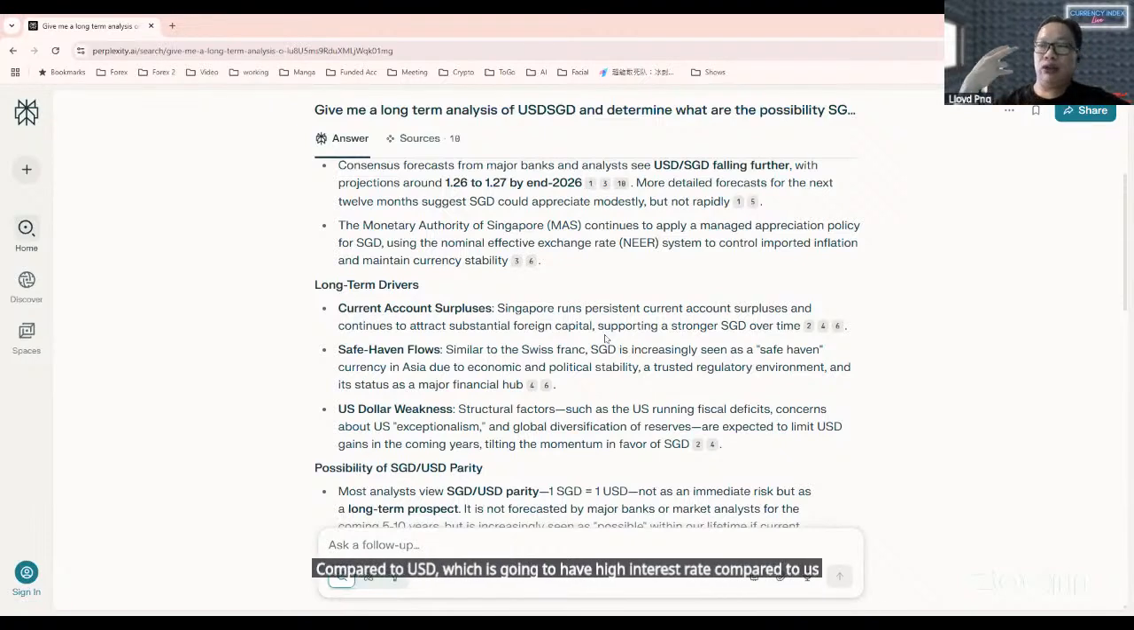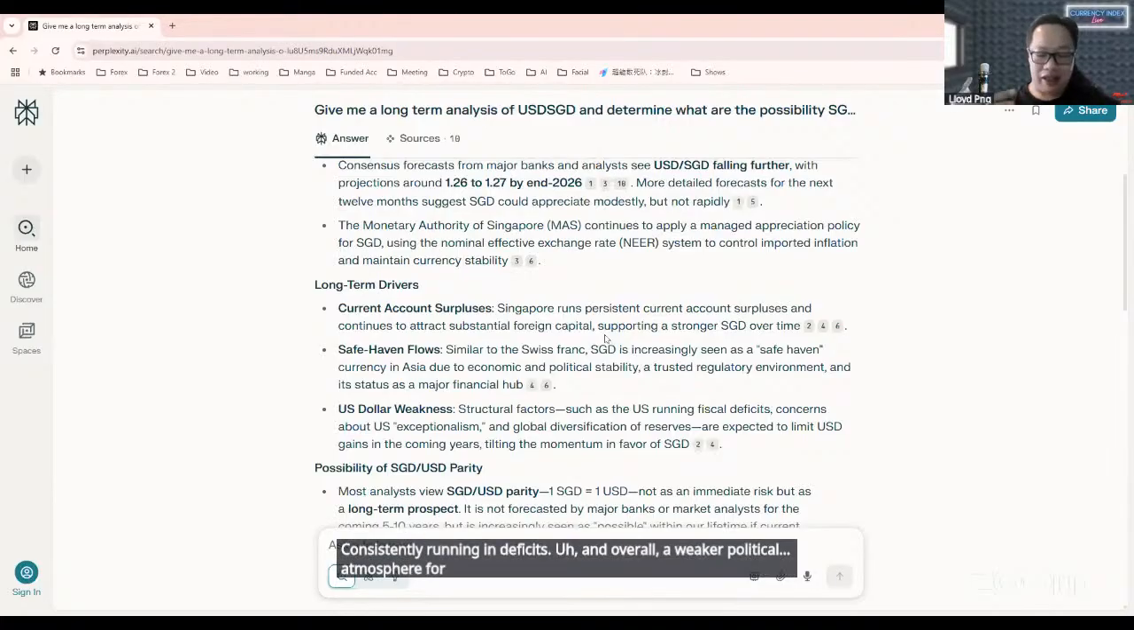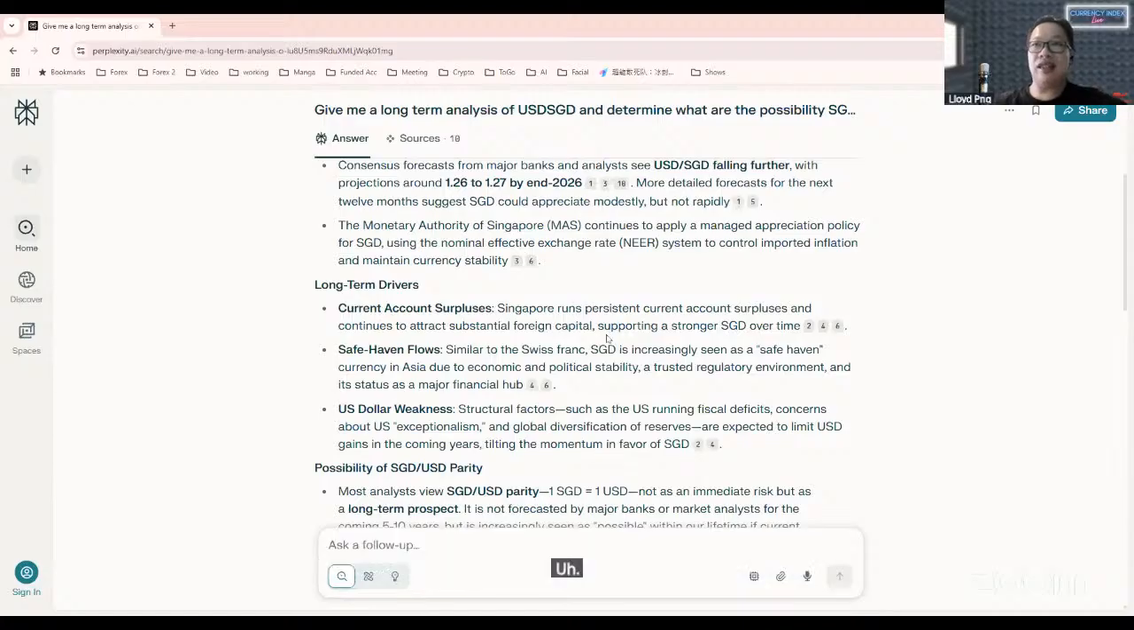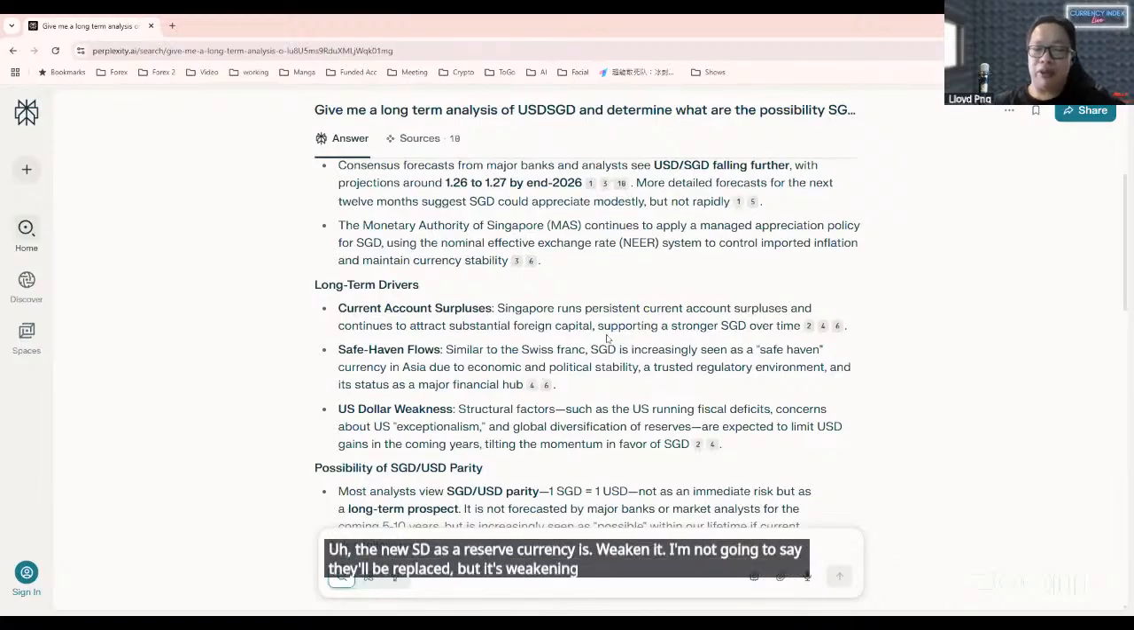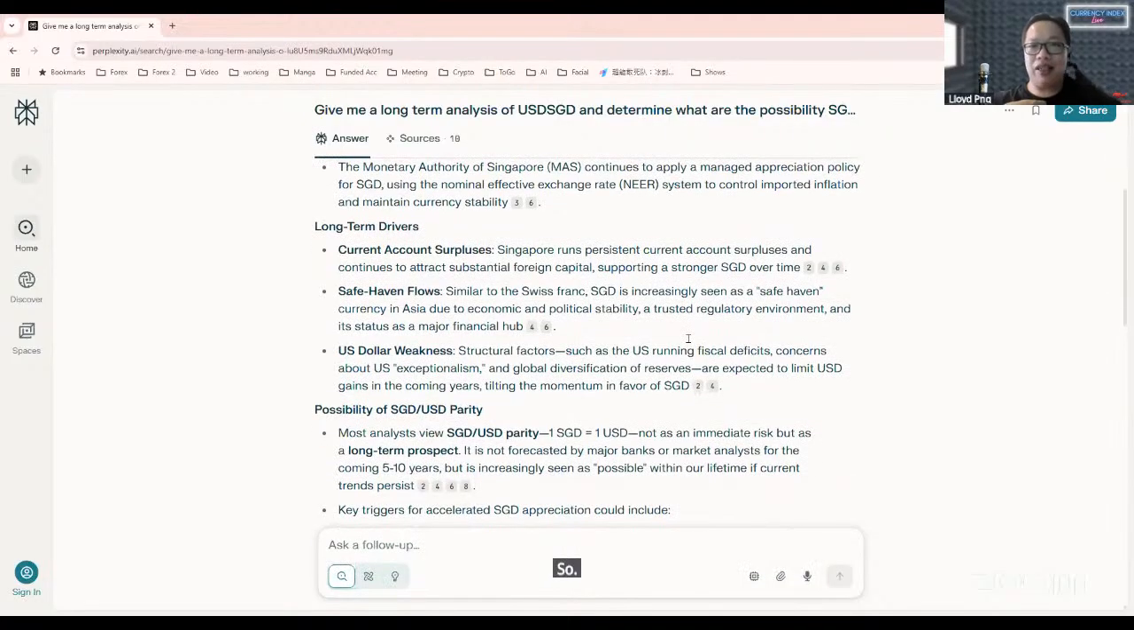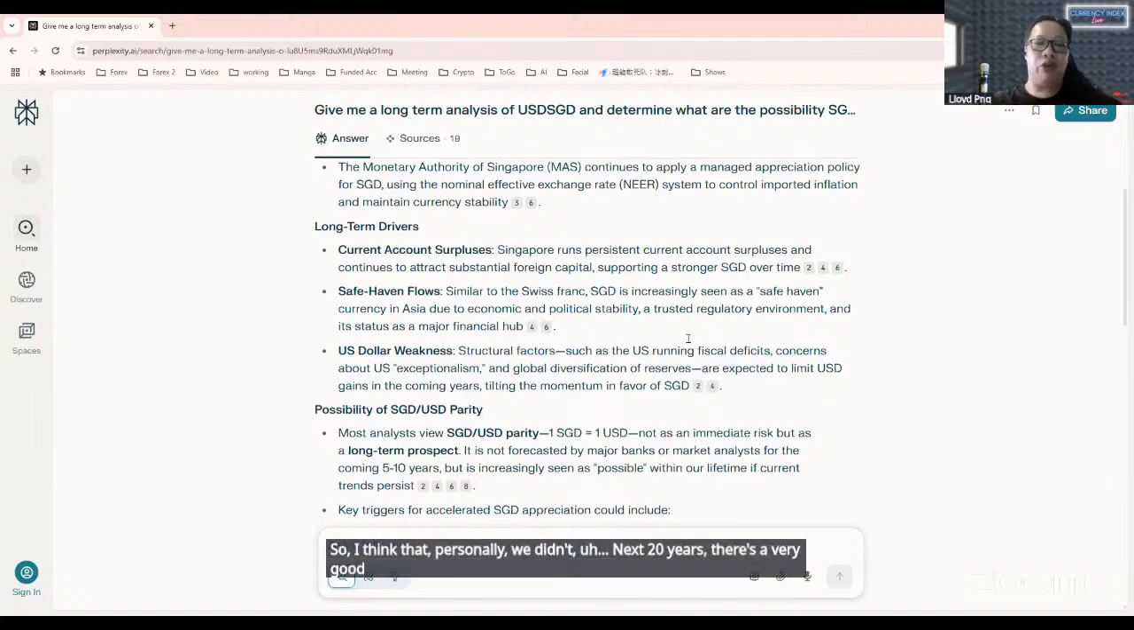They are consistently running a deficit, and overall a weaker political atmosphere for them. It seems like they are just pissing off their allies left, right, and center. And USD as a reserve currency is weakening. I'm not going to say they'll be replaced, but it's weakening, especially by the BRICS countries. So I think personally within the next 20 years, there's a very good chance that SGD will reach parity with USD due to the reasons that I've stated above.